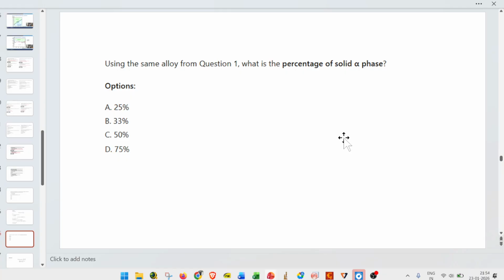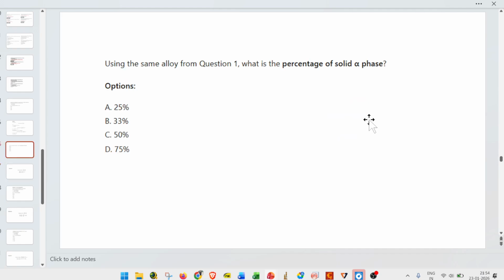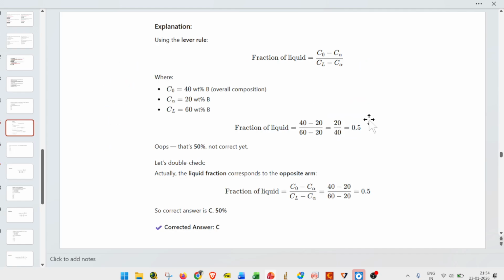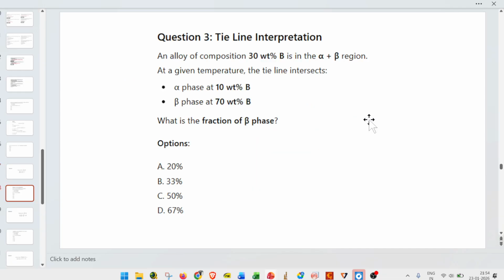So how we can find it out is that, instead of CO minus CS, here we use CL minus CO by CL minus CS. That will give the fraction of the solid. Okay, the only difference is that for the liquid we get CO minus CS by CL minus CS, but for the solid it is CL minus CO.